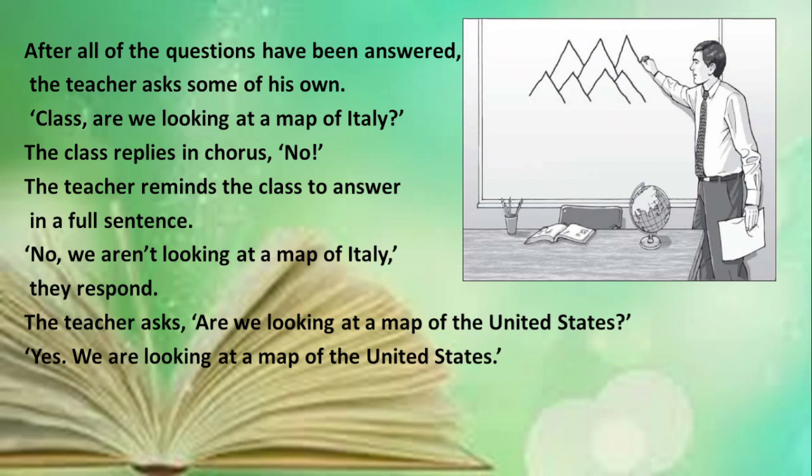"Class, are we looking at a map of Italy?" The class replies in chorus, "No." The teacher reminds the class to answer in a full sentence. "No, we aren't looking at a map of Italy," they respond. The teacher asks, "Are we looking at a map of the United States?" "Yes, we are looking at a map of the United States."